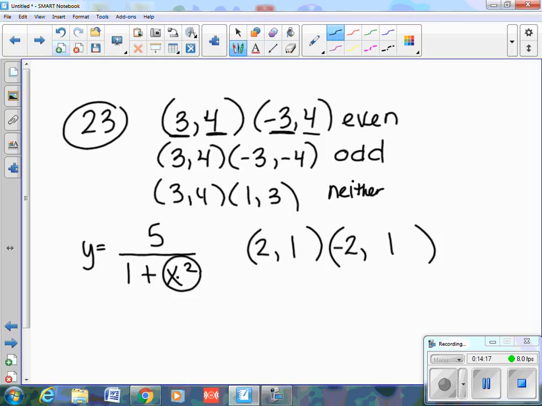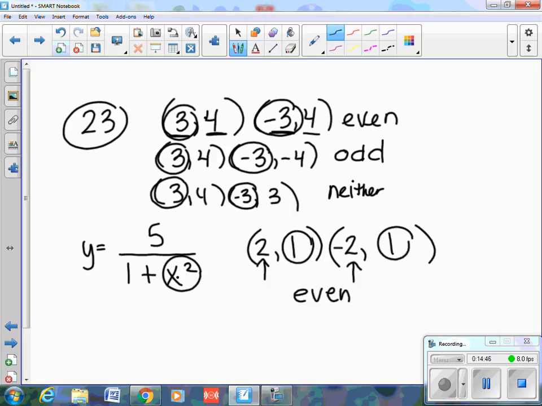So what happens if my x's are opposites? I should do this for this one too. Make sure your x's are opposites. That's what you're checking for. So make sure your x's are opposite. If your y's are the same, it's even. If your y's are opposites, it's odd. And if the y's are different, it's neither. And now I know that it's even because they're exactly the same.